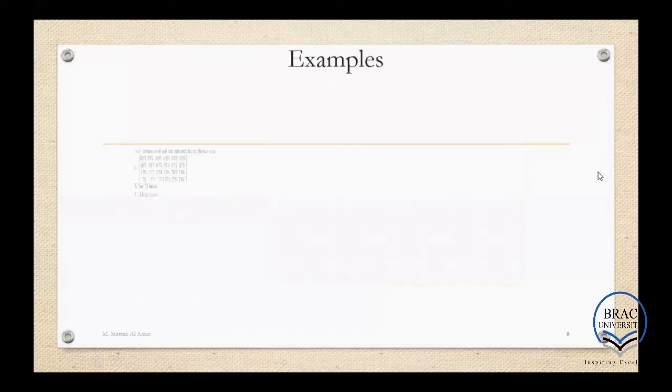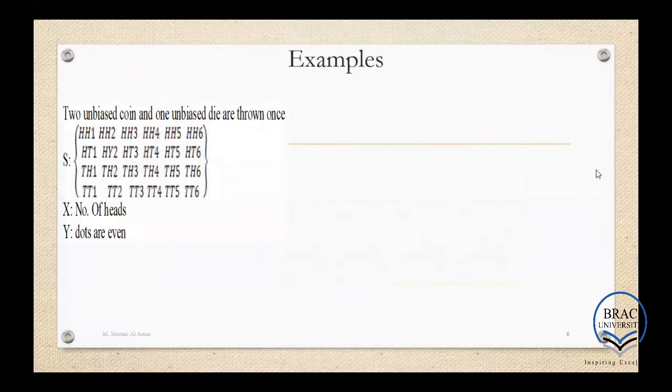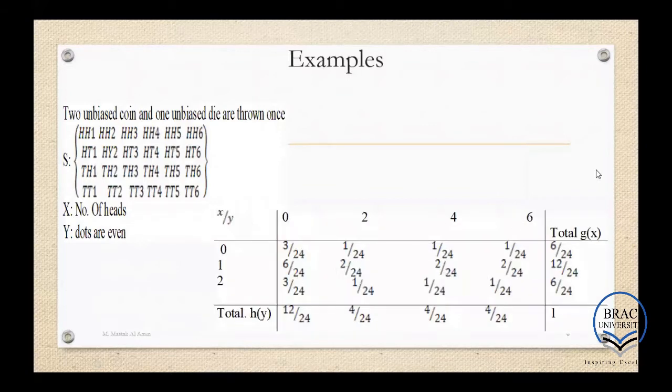Now, next one, another example about marginal probability function, marginal probability and joint probability. So let's try with another real life example. If we flip two unbiased coins and one unbiased die simultaneously, then what is the sample space?